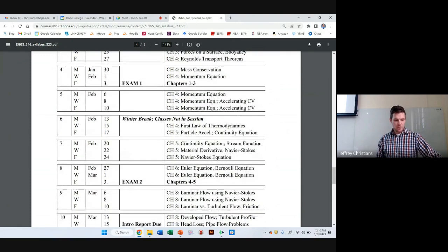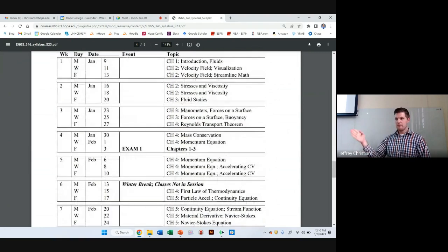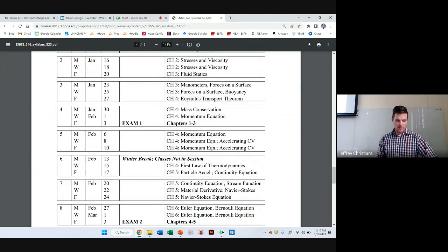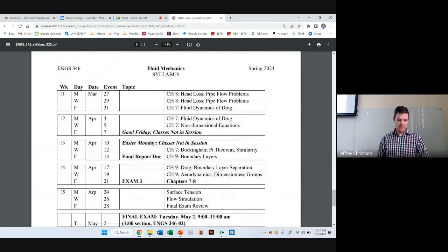You can see also on the right, an idea of what topics we're going to be covering and what chapters they're in. We are going through this book fairly linearly. We skip around a little bit, but not too much. So instead of like 7, 8, 9, we do 8, 7, 9.